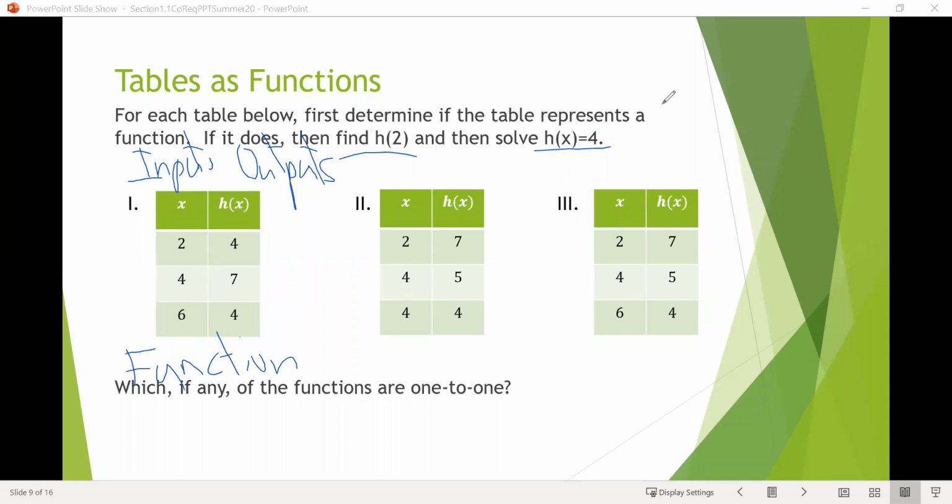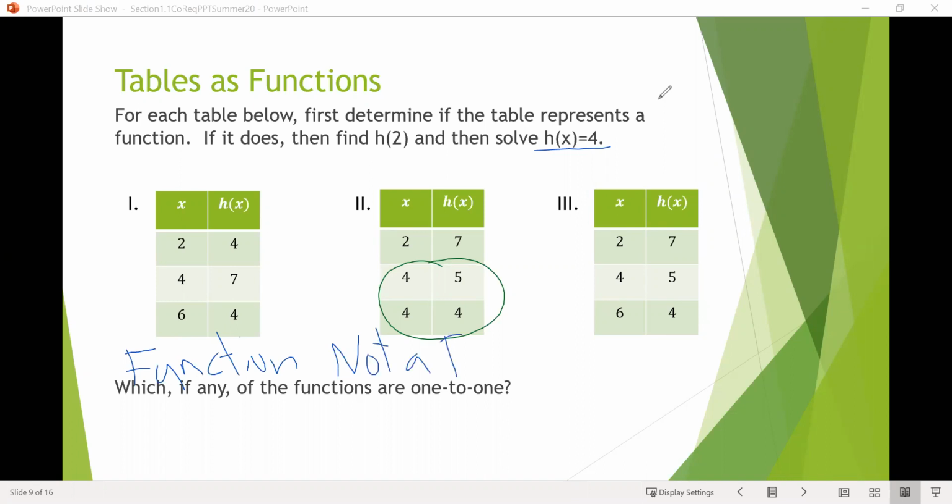Okay. Well, let's look at the next table, table number 2. So here we have when x is 2, h of x is 7. When x is 4, h of x is 5. And when x is 4, h of x is 4. Oh boy. So we see a problem here, right? We have 4 being mapped to 5 and also being mapped to 4. So this one here, because we see an input going to 2 different outputs, would not be a function.